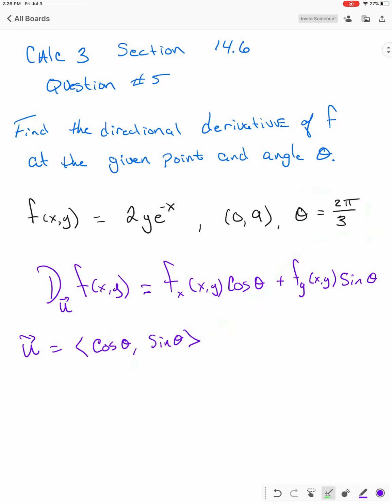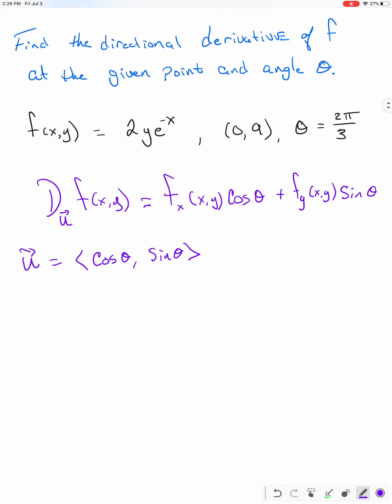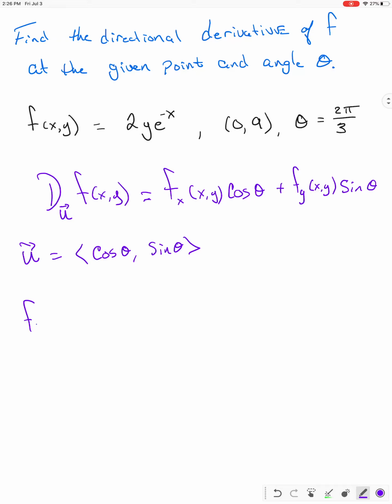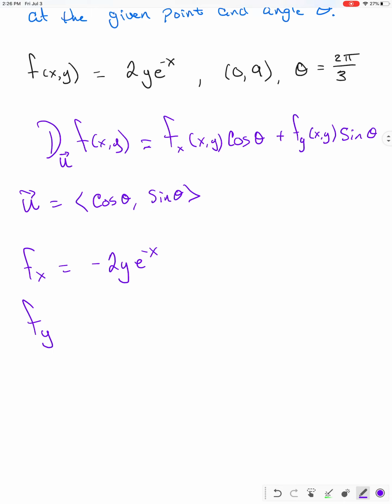Okay, so what I need to do then is figure out what the partial derivatives are of f with respect to x first and then with y. So the partial derivative of f with respect to x is equal to minus 2y e to the minus x, and the partial derivative of f with respect to y is just equal to 2 times e to the negative x.